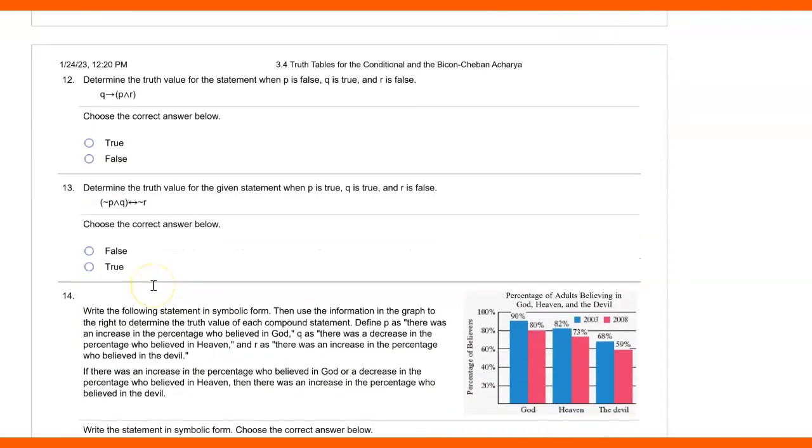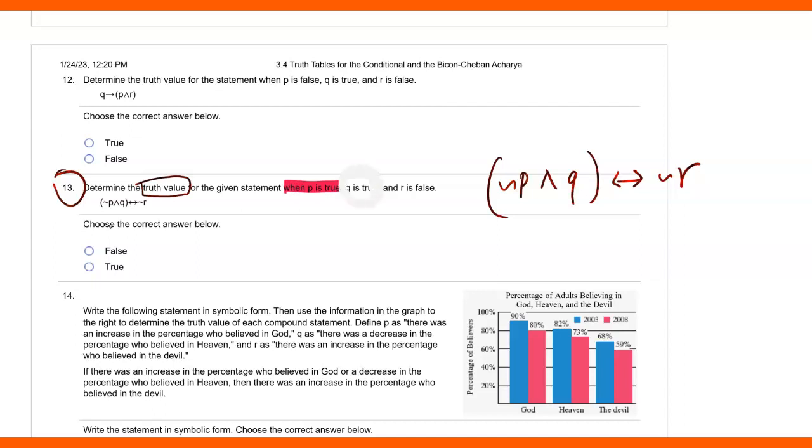Question number 12 is similar. I do question number 13. It's similar to 11 and 12, but let me do that. Again, same question. Find the truth value of the statement. What's the statement? Not P and Q, double arrow, not R. Notice that P is true, Q is true, R is false.